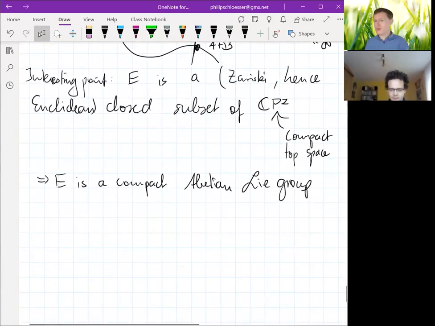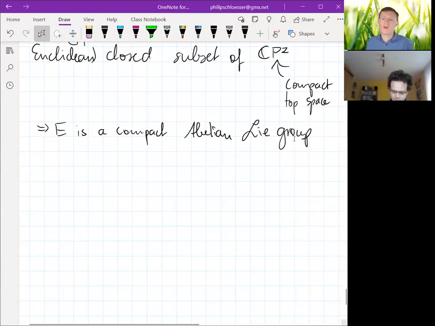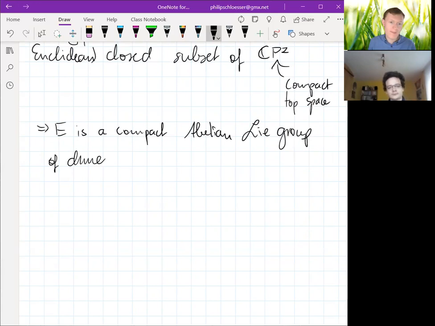Because, as I mentioned before, we can view it as a Riemann surface, so as a complex manifold, but this means we can also view it as a real manifold. And the group law is algebraic, so it had better also be smooth, of dimension 2. Well, because it's one-dimensional as a complex manifold.